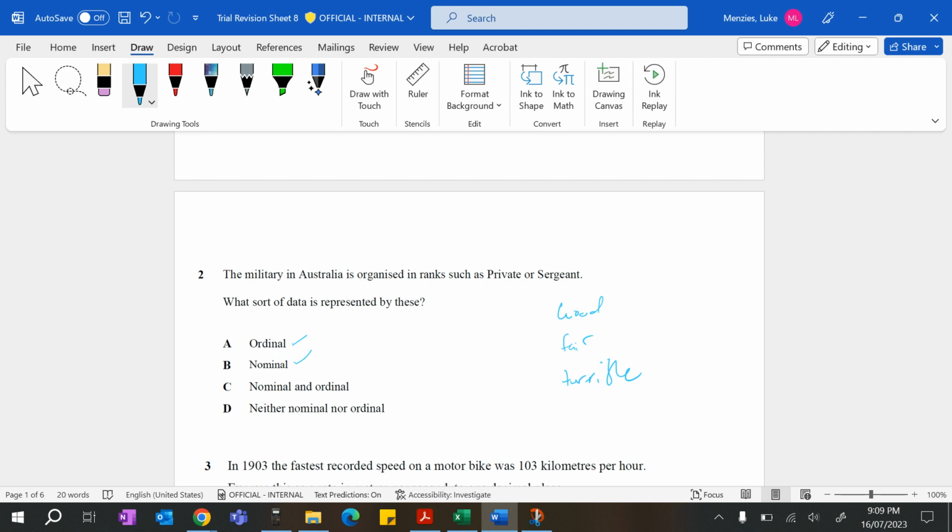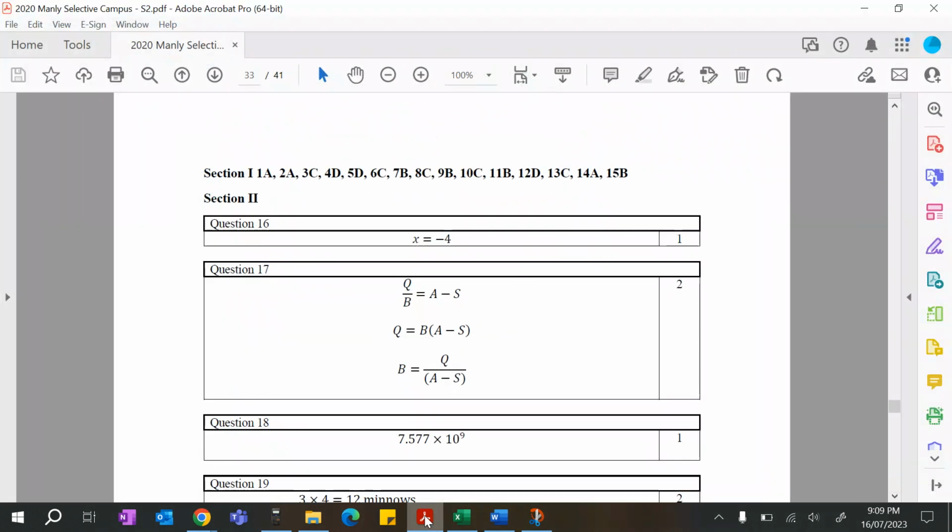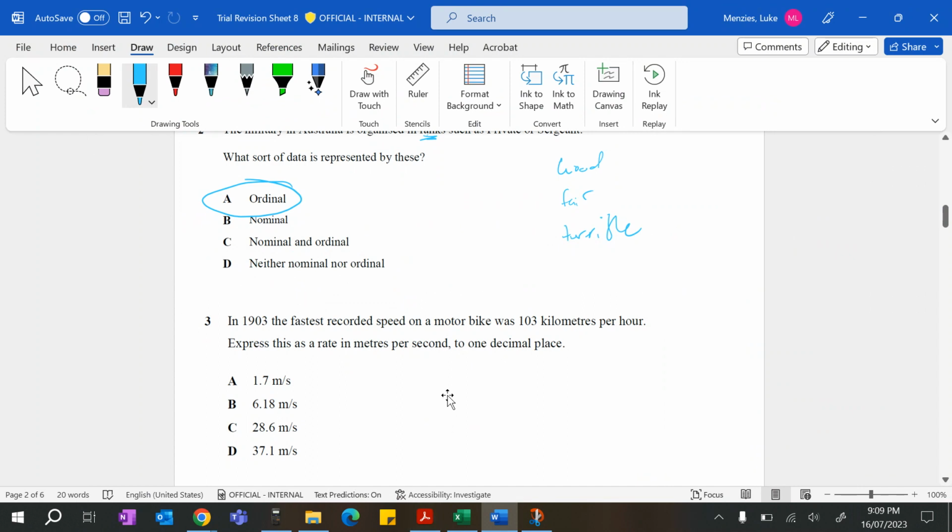Since we are talking about categories of people in ranks, and the word rank is probably the giveaway, we're going to suggest that this is ordinal. Why? Because there is an order to these categories, from private up to general. So we'll call the first one A, or 2A. Just check our answer. Hey, we got it right.